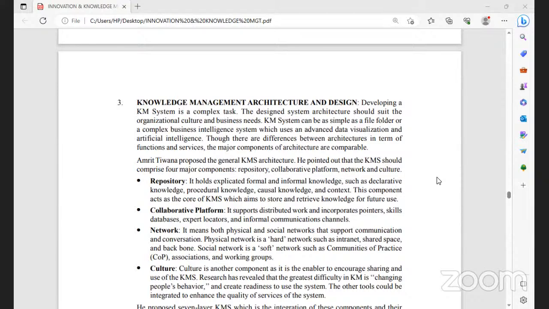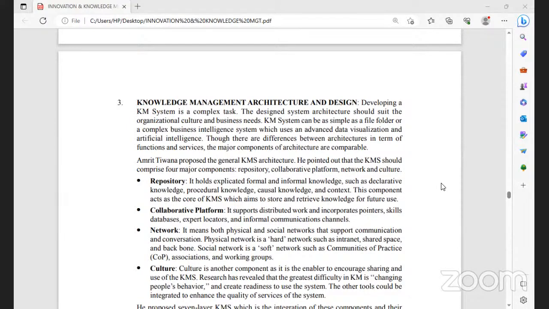Knowledge management system can be as simple as a file folder or a complex business intelligence system which uses advanced data visualization and artificial intelligence. Means current artificial intelligence, data analysis, predictive analytics, prescriptive analytics, descriptive analytics, Internet of Things. These will all be considered in building the architecture. Though there are differences between architectures in terms of functions and services, the major components of architecture are comparable.